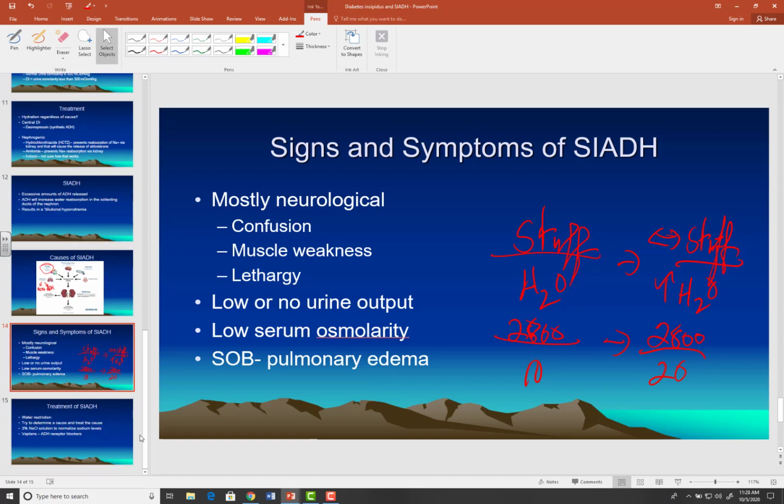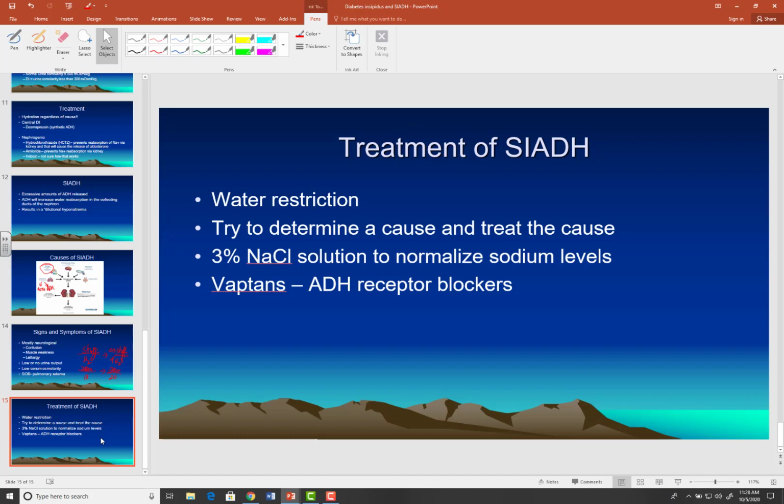Now, how do you treat it? It's water restriction. And the other thing you have to worry about is trying to normalize that sodium chloride. And you got to determine a cause. So one of the things that they'll do if a person presents with symptoms of SIADH, they're going to, number one, do a chest x-ray because pneumonia can cause it and lung cancer can cause it. And they may do a CAT scan of the brain to rule out any damage to the brain, any small bleeds, recent head trauma, things like that.